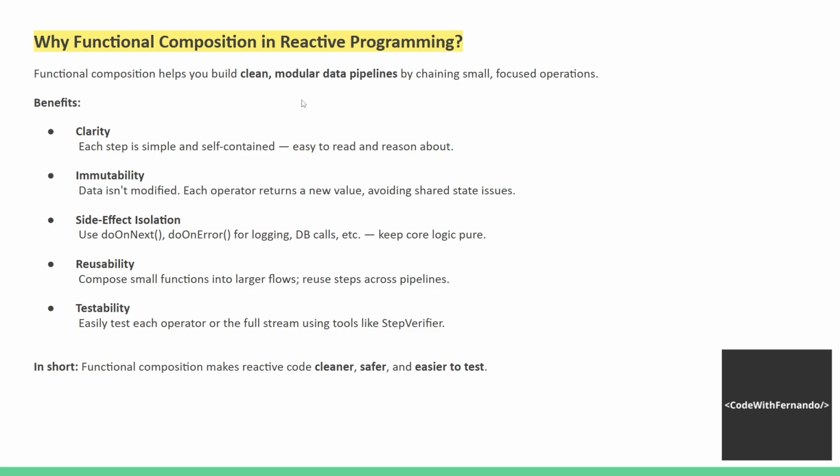What are some benefits of functional composition? Clarity: each step is simple and self-contained, easy to read and reason about. Immutability: data isn't modified, each operator returns a new value, avoiding shared state issues. Side effect isolation by using doOnNext, doOnError for logging. What about reusability? Compose small functions into larger flows and reuse steps across pipelines. Testability: easily test each operator up to the full stream using tools like StepVerifier.